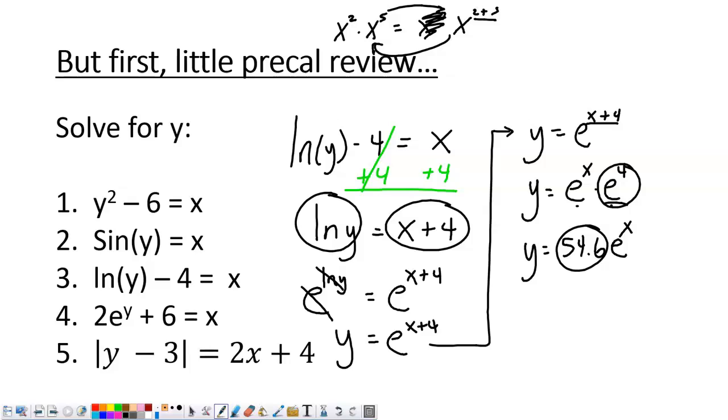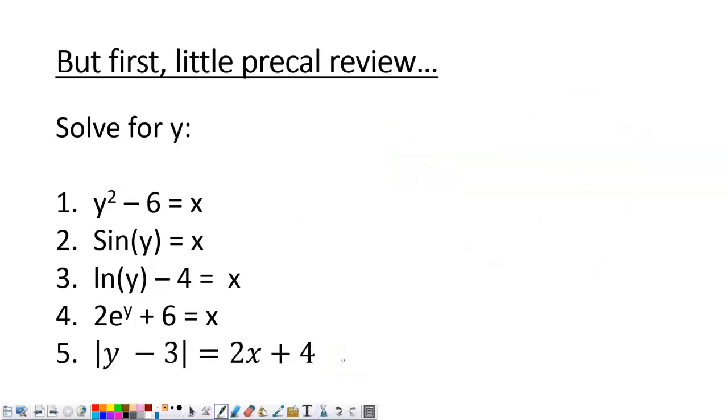So two big takeaways from this one. How do you cancel out ln? You exponentiate both sides. Second big takeaway, when we get to this step here, we're going to split it up and simplify. Okay? So those are two big pre-calculus review topics that I want you to be aware of. Let's move on to another one.